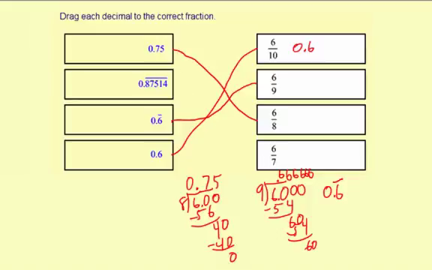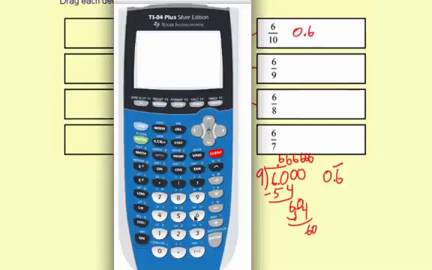Now look at this last one, 6/7. Now, I could divide this by hand, but I'm looking at this decimal and it looks pretty long. So I'm just going to go ahead and use a calculator on this one. And in fact, you could use a calculator on all these if you wanted to. Okay, so we're going to do 6 divided by 7.